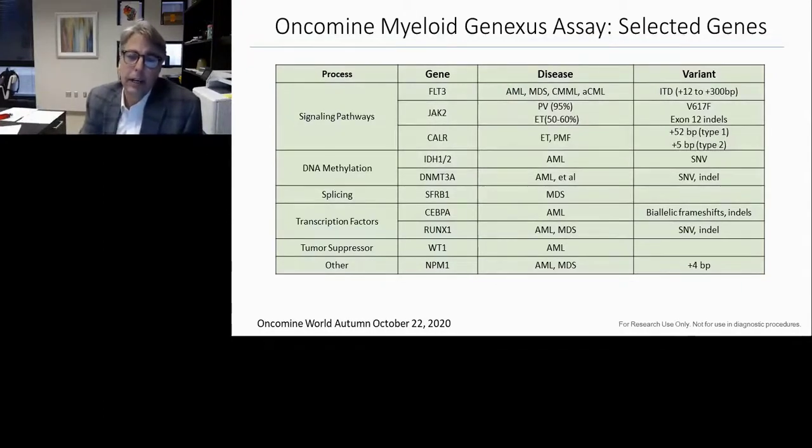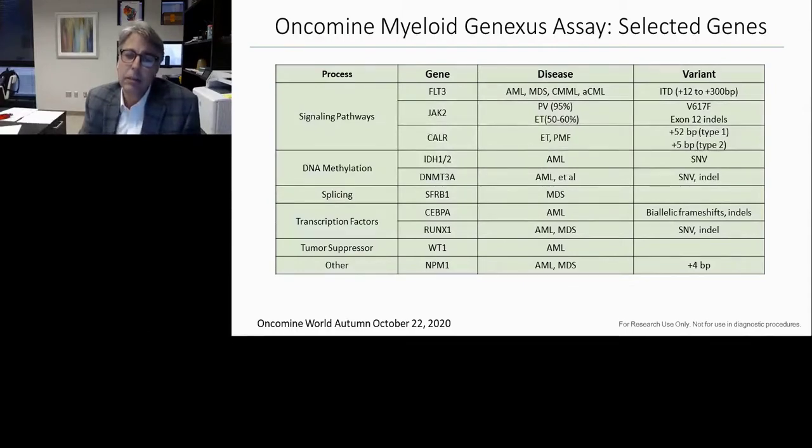We identified samples that had 10 mutations in 10 genes that were very important in different myeloid disorders. These genes could be categorized into different types of pathways in the cell that are important for cell growth. They're also very prevalent in different diseases that affect the blood, including myeloid leukemias and myeloproliferative diseases.